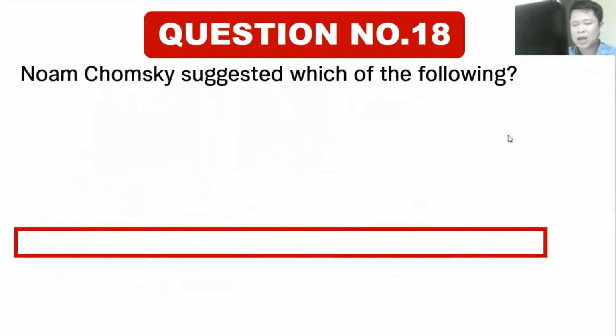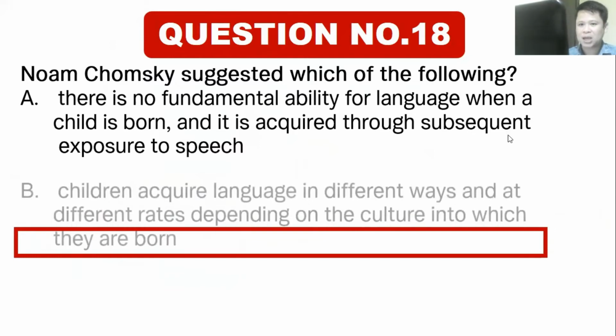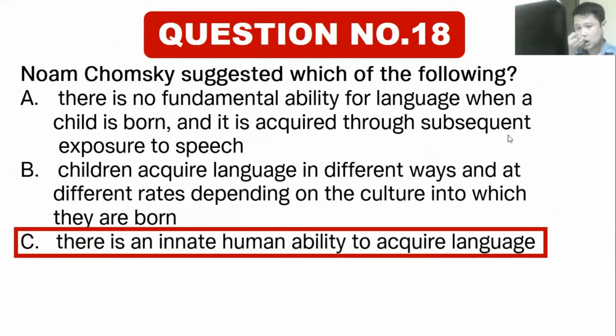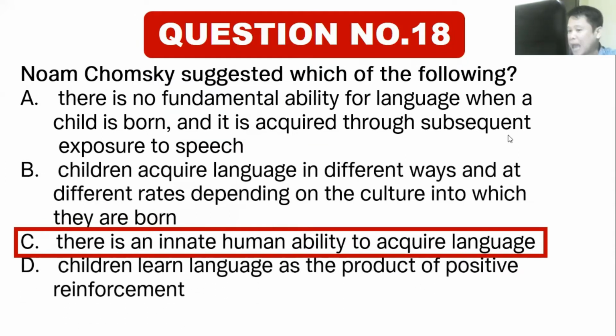Number 18, Noam Chomsky suggested which of the following? A, there is no fundamental ability for language when a child is born and it is acquired through subsequent exposure to speech. B, children acquire language in different ways and at different rates depending on the culture into which they are born. C, there is an innate human ability to acquire language. And letter D, children learn language as a product of positive reinforcement.